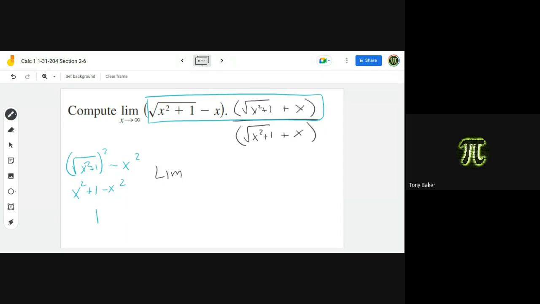So now I have the limit as x goes to infinity of 1 over the square root of x squared plus 1, plus x. So I now have 1 on the top. And if I plug in infinity, the bottom is getting what? The bottom is going to go to infinity, right? Because infinity plus infinity doesn't cancel each other out or anything like that. So I have 1 over infinity, which is 0.